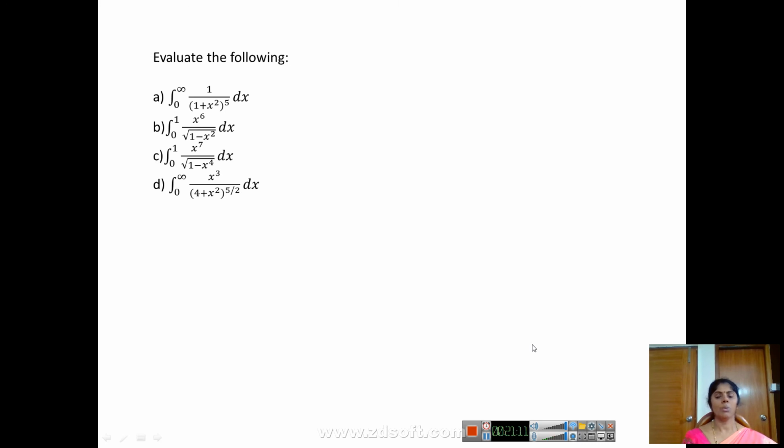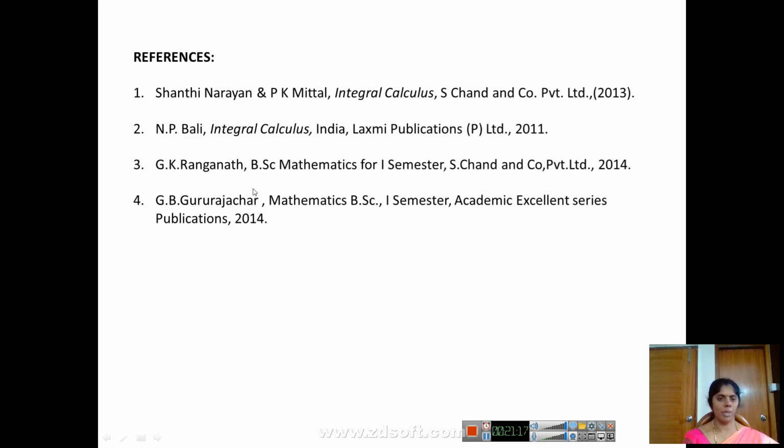So like this way, you can also solve these problems, and we are familiar with the formulas, and these are in the reference books. This is about the integral 0 to pi by 2 of sine to the power n of x dx and the integral 0 to pi by 2 of cos to the power n of x dx.